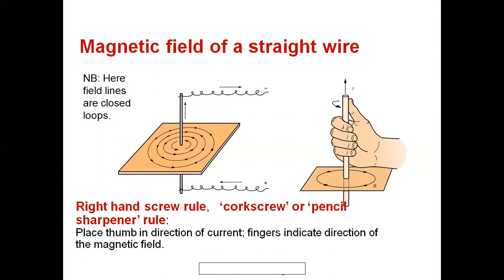Now, the direction of this magnetic field can be found by simply using the right hand thumb rule. So what is the right hand thumb rule? The right hand thumb rule is very simple. Here we have to use your right hand.